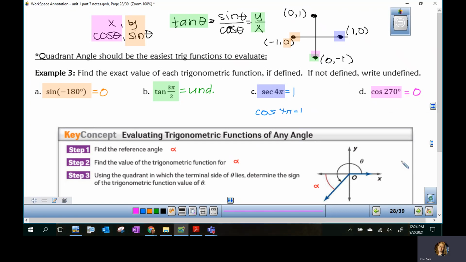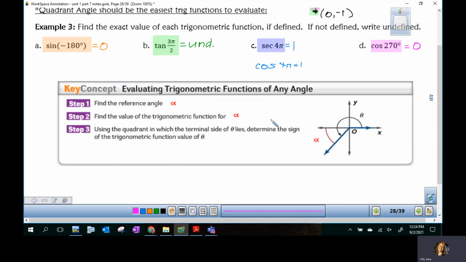So what you'll notice, it doesn't matter if it's sine, cosine, or tangent, or one of the reciprocal functions. It doesn't matter if it's a positive or a negative angle. Okay, if it's one of the quadrant angles, any trig value will be either 0, 1 or -1, or undefined. Those are the only 4 answers for a quadrant angle trig value. Does that make sense? Okay.